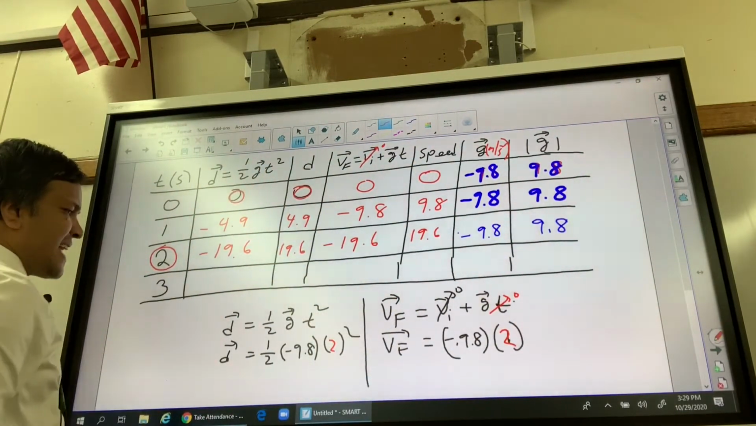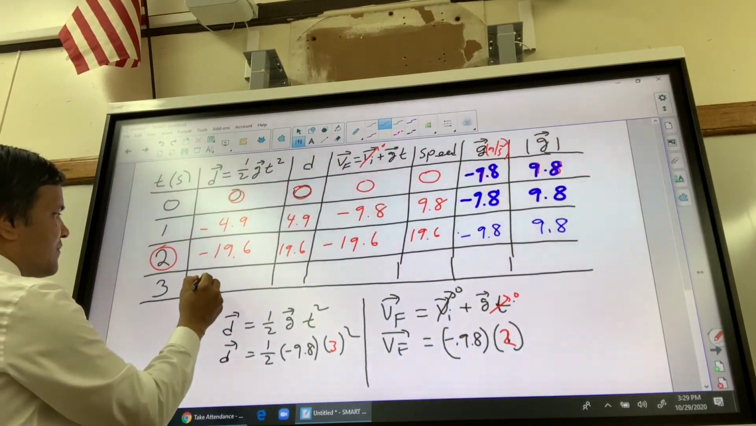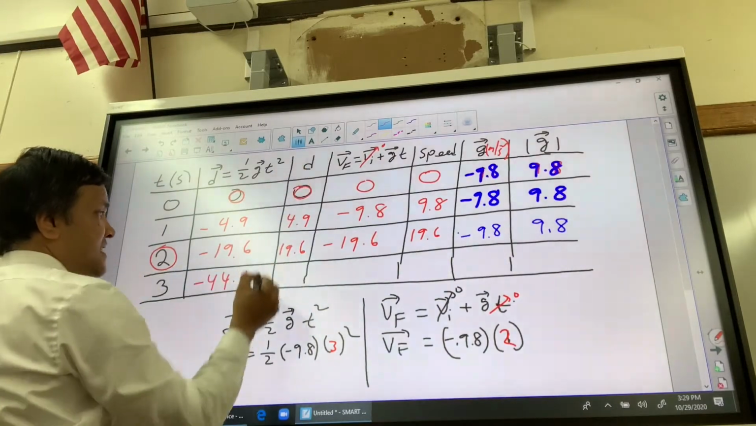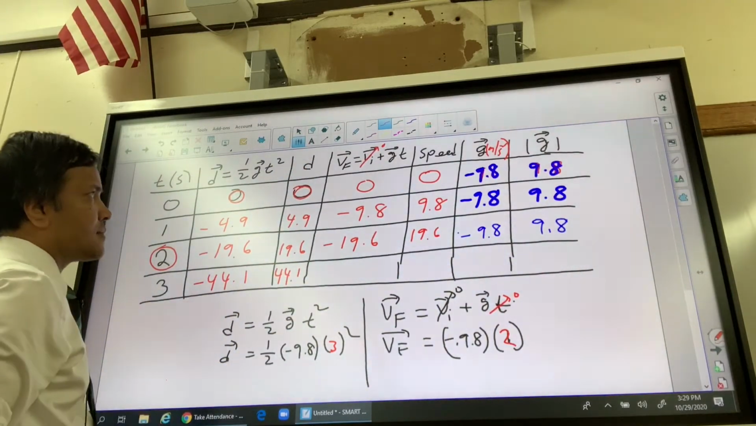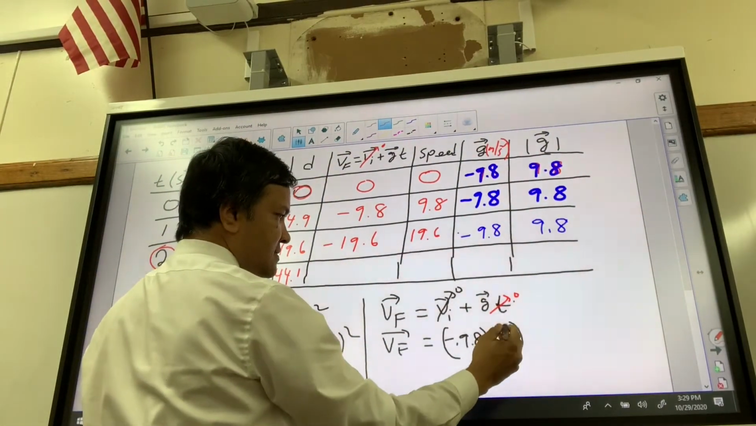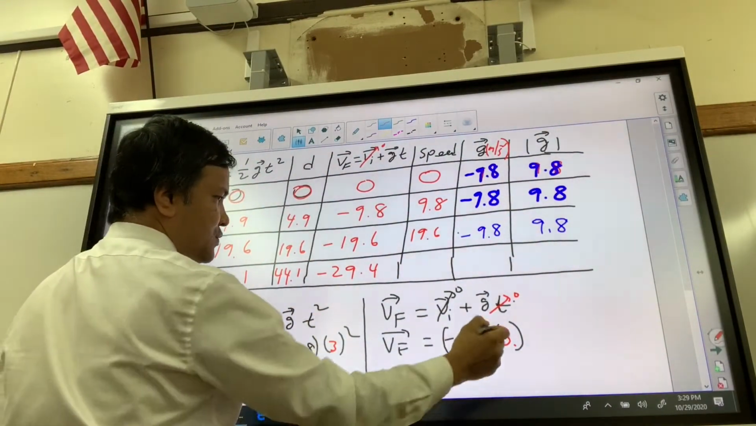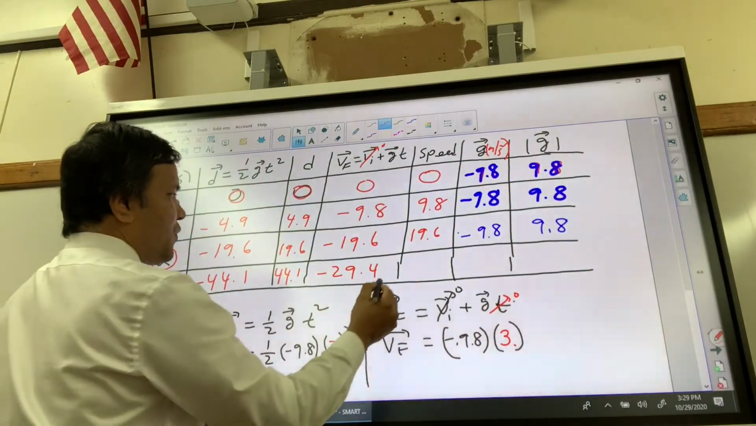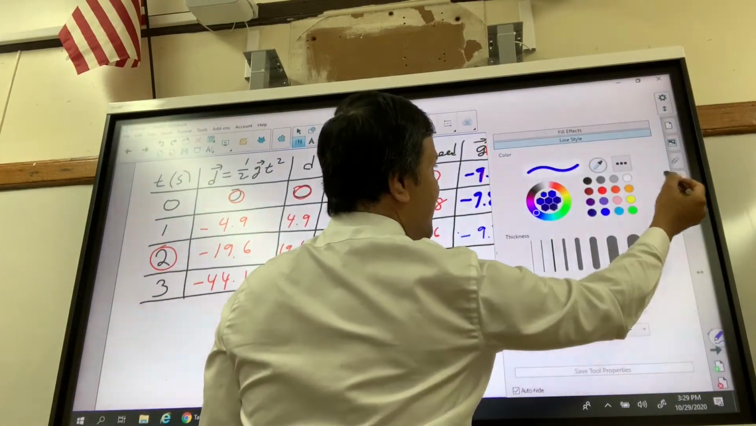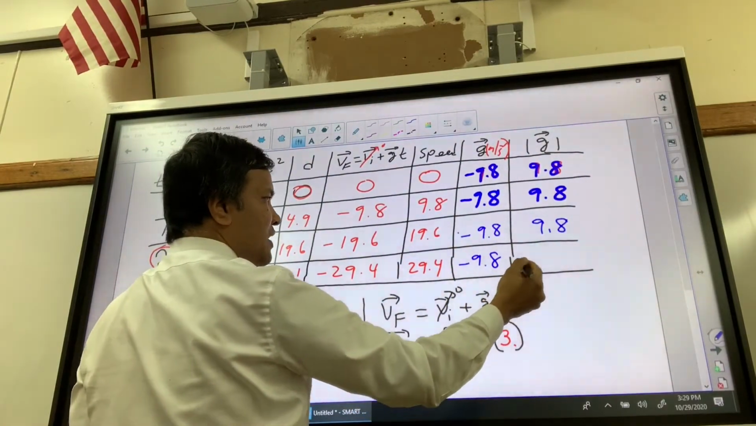At 3 seconds, you put 3 over here, and if you calculate it, you get negative 44.1. The absolute value of negative 44.1 is the distance, which is 44.1. What is the velocity at 3 seconds? This is negative 29.4, and the absolute value of 29.4 is just 29.4. Acceleration due to gravity at the end of 3 seconds is the same, negative 9.8, and the magnitude of acceleration due to gravity is 9.8.